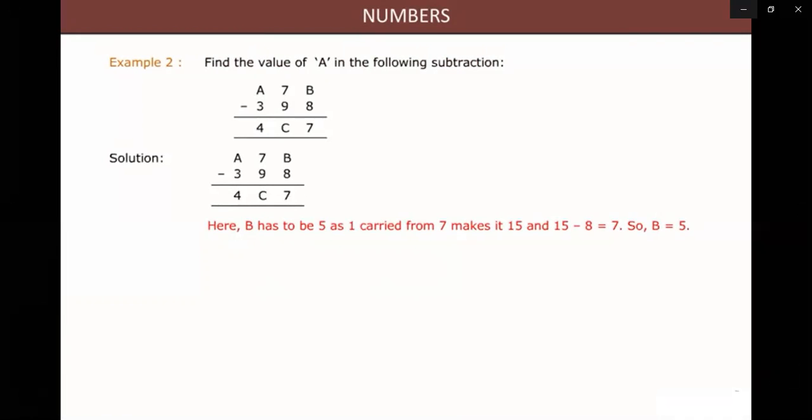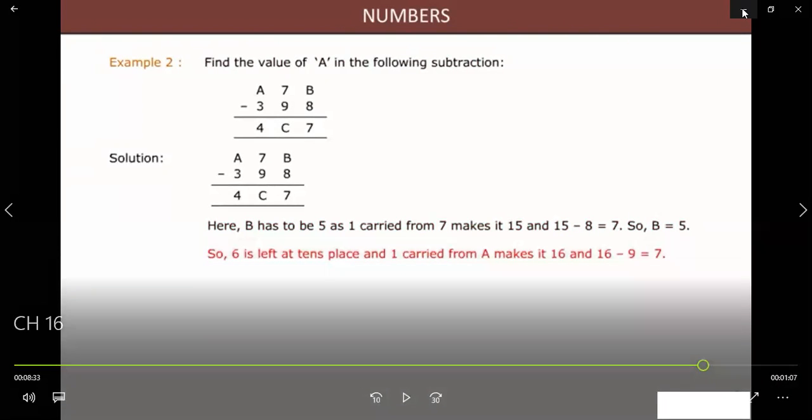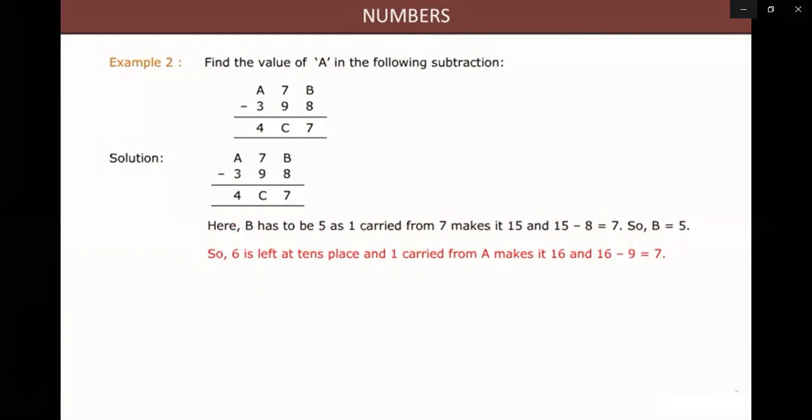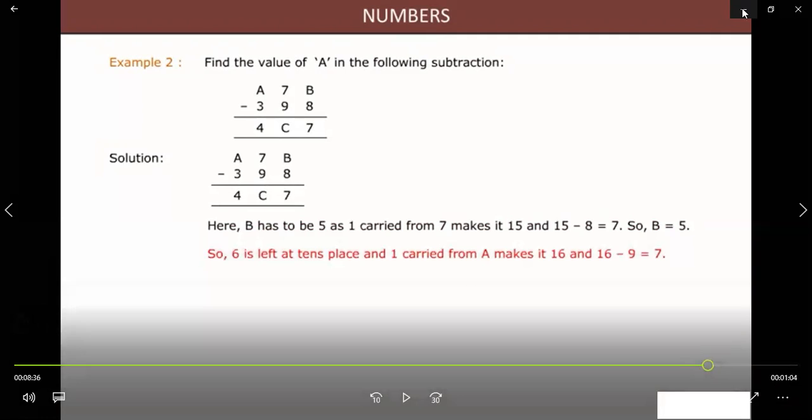All of you can try it yourself, otherwise you can see it over here. Now 6 is left at the 10th place, because we took one carry over to b. So 6 is left at the 10th place, and one carried from a makes it 16. We cannot subtract 9 from 6, so we have to take one carry over from a.